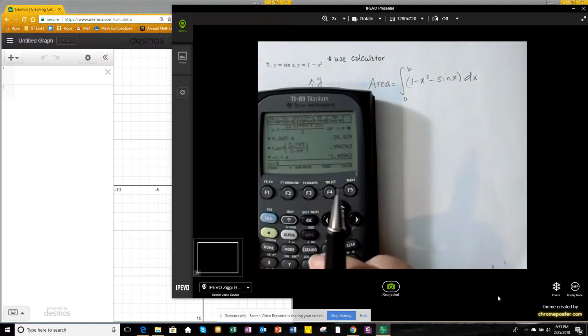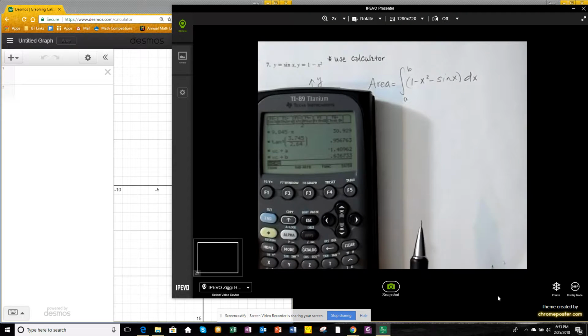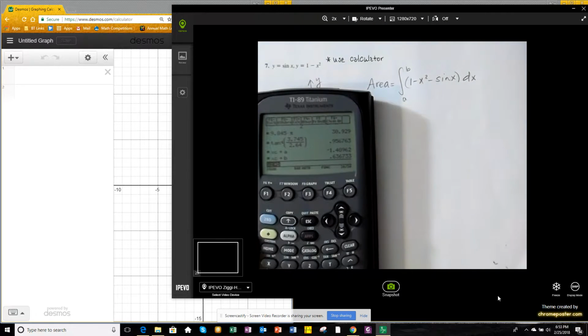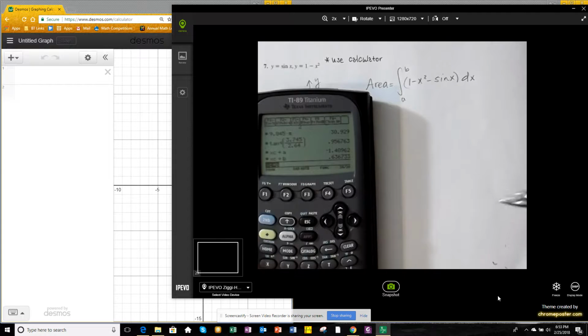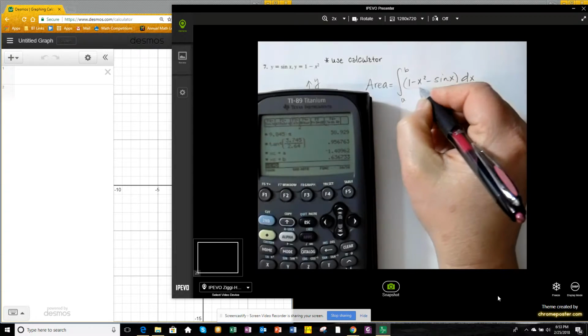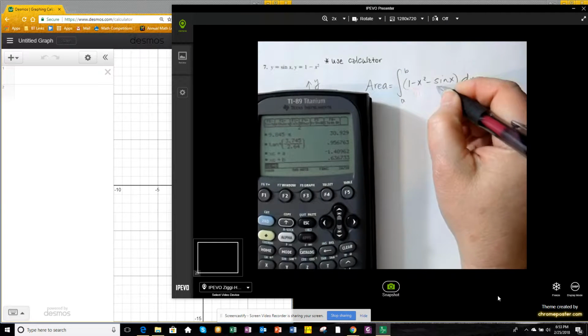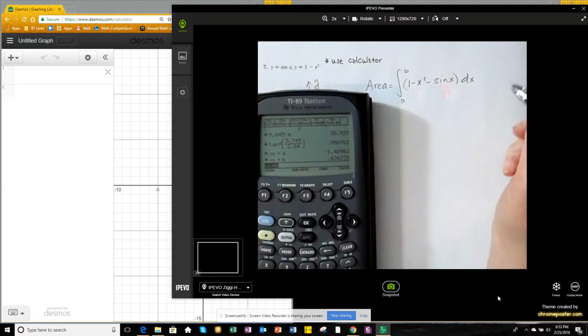So alpha B, there it is. And now we're going to integrate this. Now I stuck this curve when I worked this problem, I stuck that curve in y1, and I stuck this curve here into y2.